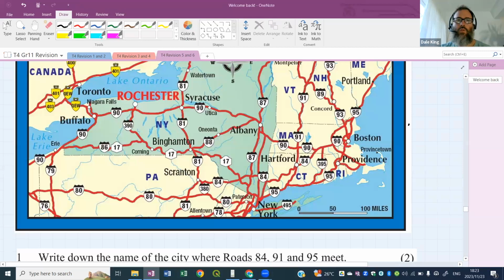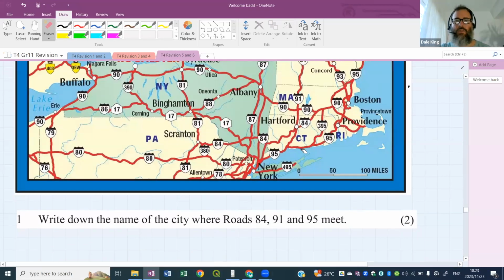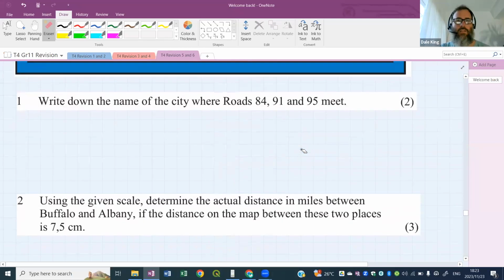Okay, so if I draw with green, we've got 91 coming down here. 84 is over here. And 95 is over here. And they all come down to New York City. One of the biggest cities in America, if not the biggest. So all three of those routes combine at New York City. So the answer for that question is New York City. Not any hard calculations in this section, eh?